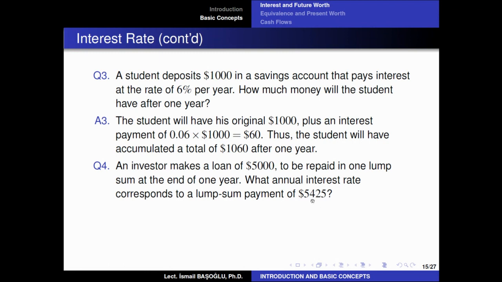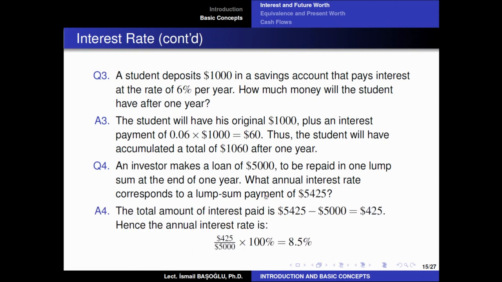Now, this time we are going to make our mathematical calculations in the reverse direction. First, we calculate the interest amount. So this is the principal. This amount that is repaid, and the difference between these two is $425. This is our interest amount. So this investor is subject to $425 of interest in 1 year.